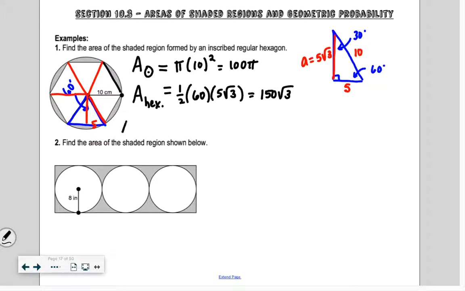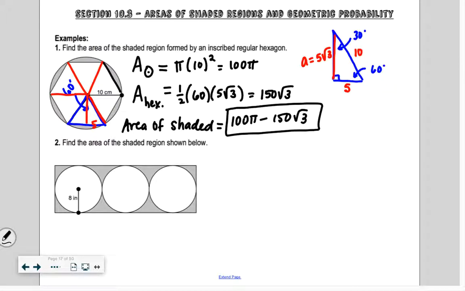So if I want to find the area of the shaded, that would be the entire circle, and then it's like I cut out that hexagon and remove it. So I'm going to take the area of the circle minus the area of the hexagon, so I'm going to have 100 pi minus 150 root 3. And that's an answer. So sometimes you guys are like, well, what's the number of the answer? That's a number. You can leave it like that. That is the most exact answer that you can have because there's no rounding involved.